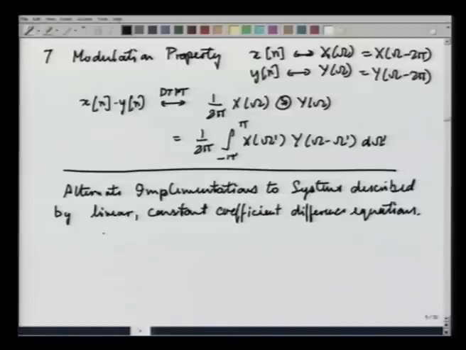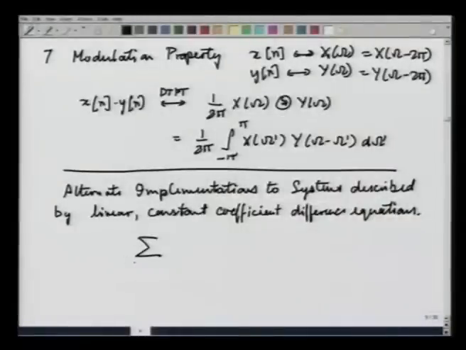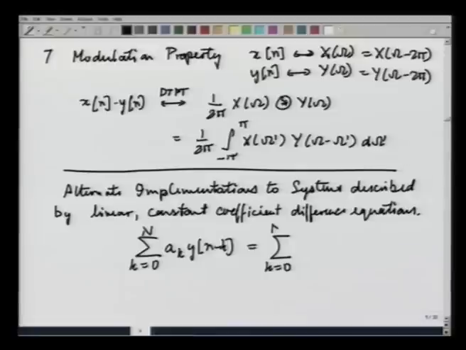Recall that the standard form of the nth order linear constant coefficient difference equation was the following: summation k equals 0 to n a_k y[n minus k] equals summation for k equals 0 to m b_k x[n minus k].